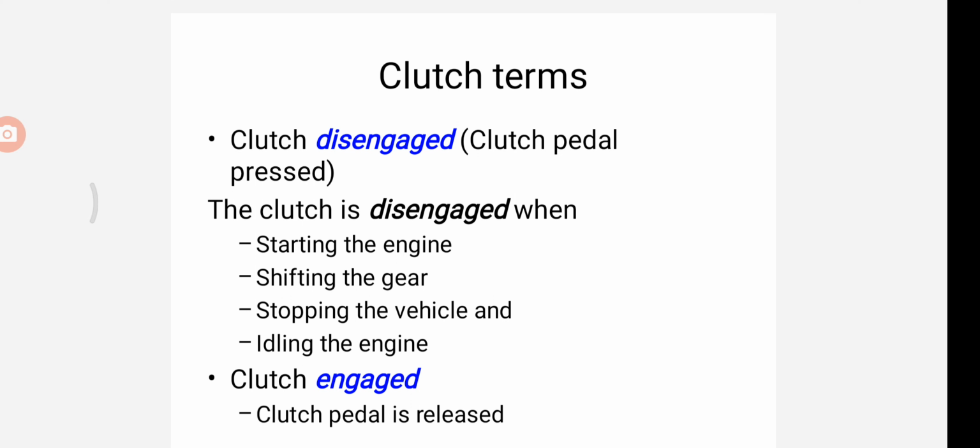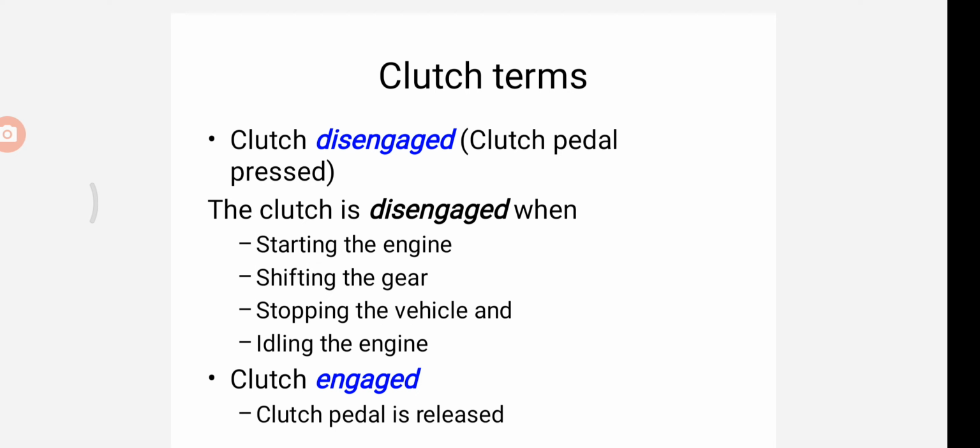Next, what are the clutch terms? First, the clutch being disengaged. For example, the clutch pedal. When the clutch pedal is pressed, what will happen? It will disengage. So while we are shifting gears in a car or any other vehicle, what do we have to do? We have to apply the clutch. When we apply the clutch pedal, there is a disengagement between the clutch parts.